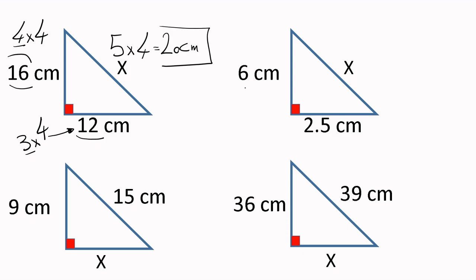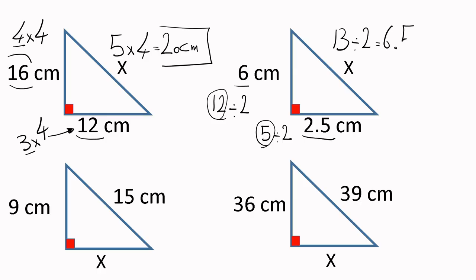In the next example, I have 6 centimeter and I have 2.5 centimeter. If I pay attention, if I am clever, I can easily realize that this 6 is 12 divided by 2. And this 2.5 is 5 divided by 2. So what do I have? I have 5 and 12. I am going to remember the second set, 5, 12. So the hypotenuse must be 13, but divided by 2, it would be 6.5 centimeter.